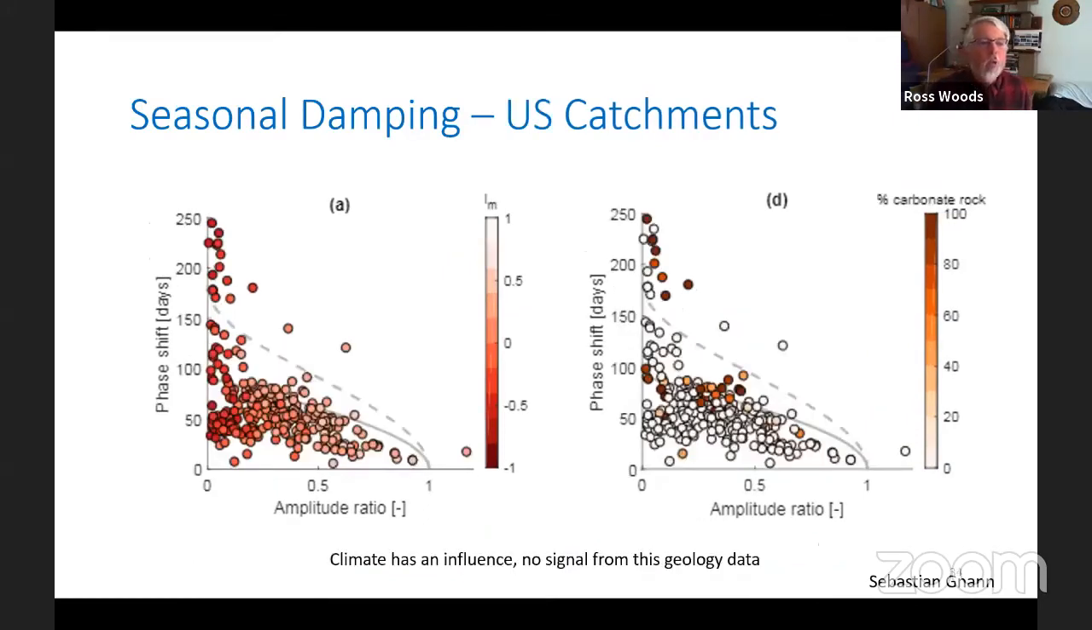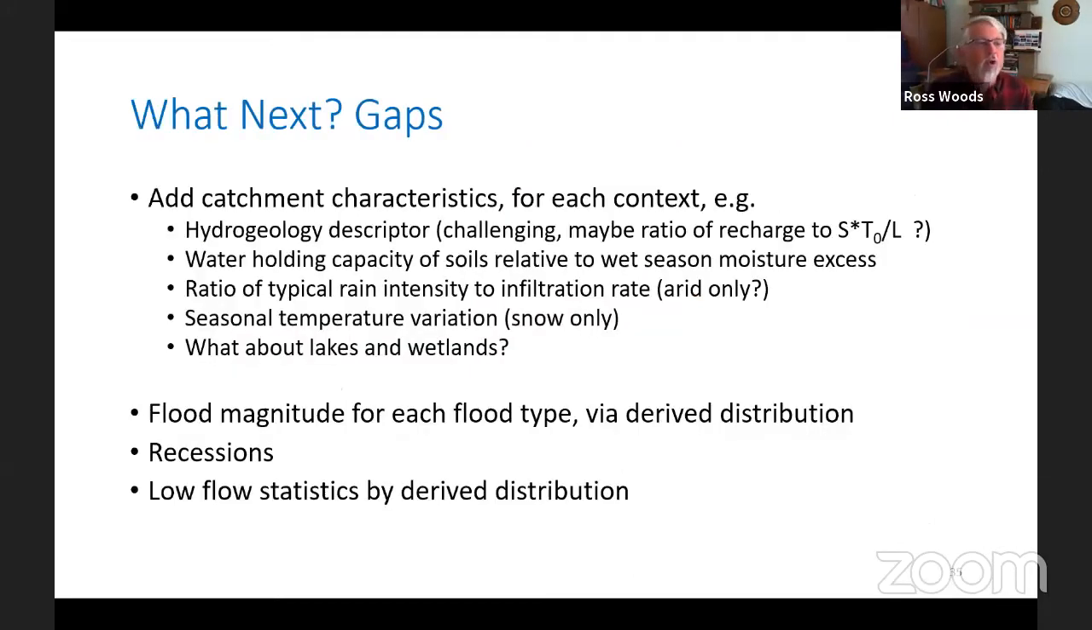We did the same kind of analysis in the US and found that the climate controls were kind of similar, that the wetter catchments tended to have smaller phase shifts and smaller amplitude ratios, but we weren't really able to learn very much about the impacts of geology in the US. This is a problem that Sebastian is still working on, and he's recently submitted a paper to Water Resources Research where we try and do a follow-up study on getting a better understanding of the role of geology in controlling streamflow regimes.